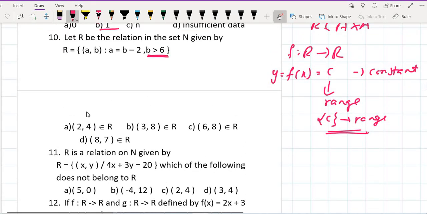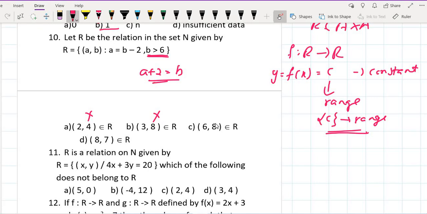Now, which of the options holds good? See here. Second number should be greater than 6. So, this cannot be. This is 8. This can be. But observe here, if you shift this, a plus 2 becomes b. So, if we add 2 to a, that should give you b. Now, if you take this option, you have 8. So, if you add 2 to a, means 2 to 3, 3 plus 2, 5. So, that is not equal to 8. So, this cannot be.